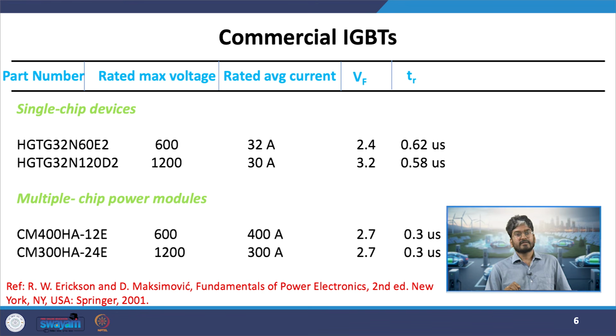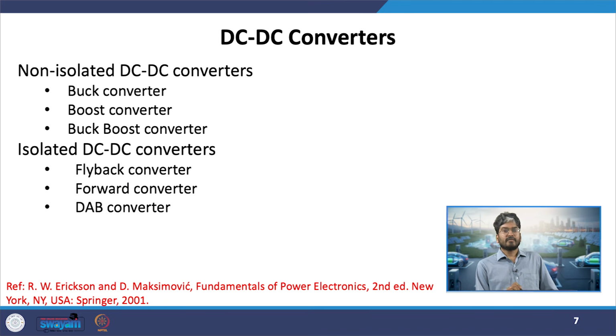Now, these are some of the examples of commercially available IGBTs. Their data are given over here. Till now, what we have discussed, we have seen our basic elements which are required to construct a converter. Any converter, may it be AC to DC or DC to DC converter, which will be used on the vehicle as well as on the charger side.